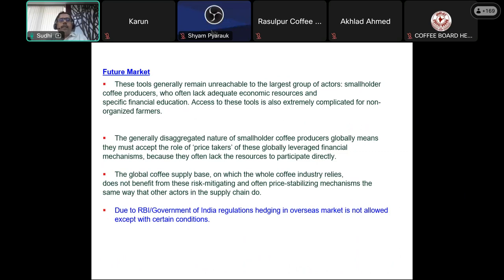The generally disaggregated nature of smallholder coffee producers globally means they must accept the role of a price taker of this globally leveraged financial mechanism, because they often lack the resources to participate directly. So the global coffee supply base on which the whole coffee industry relies does not benefit from these risk-mitigating and often price-stabilizing mechanisms the same way that the other actors in the supply chain do.